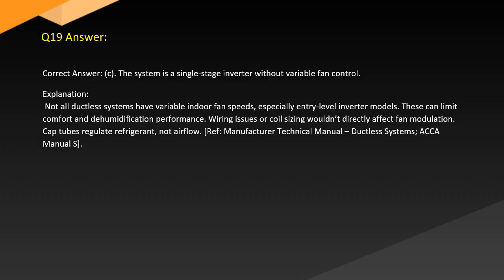Answer. Correct answer: C. The system is a single-stage inverter without variable fan control. Explanation. Not all ductless systems have variable indoor fan speeds, especially entry-level inverter models. These can limit comfort and dehumidification performance. Wiring issues or coil sizing wouldn't directly affect fan modulation. Cap tubes regulate refrigerant, not airflow. Ref. Manufacturer technical manual, ductless systems manual.